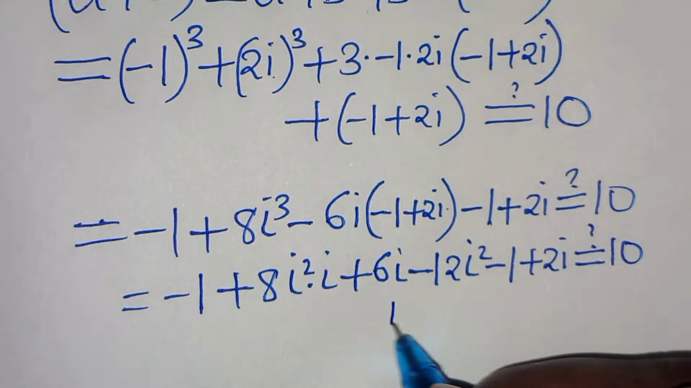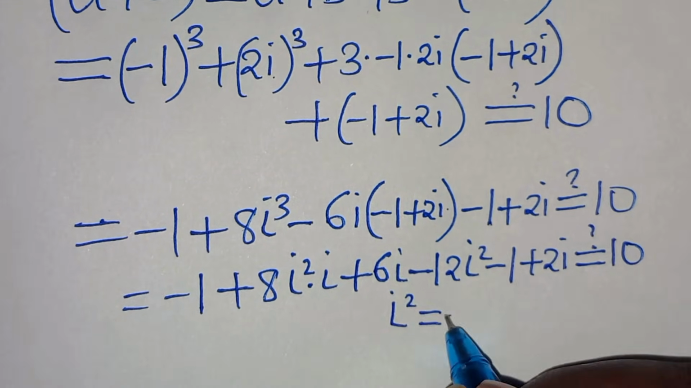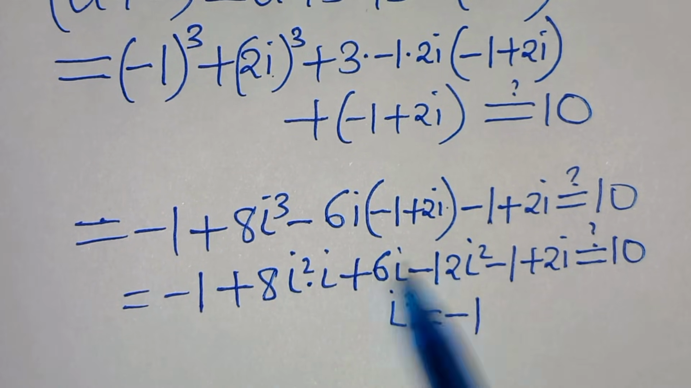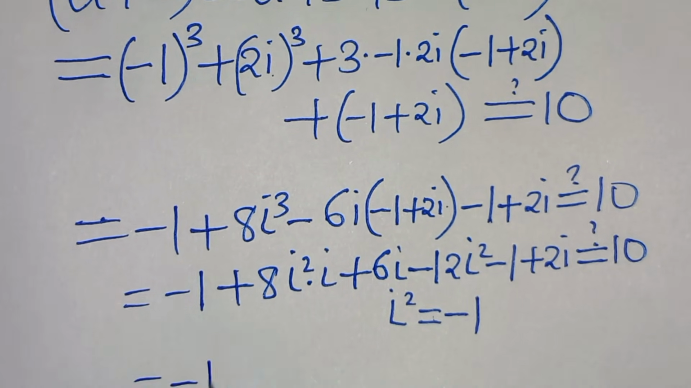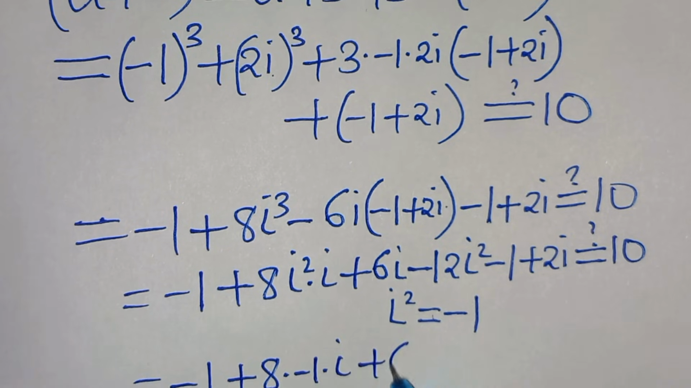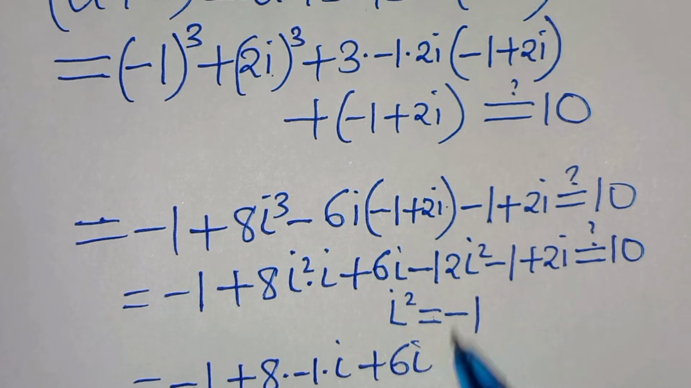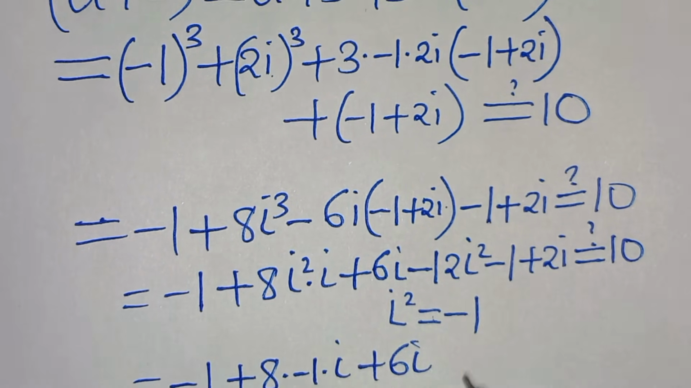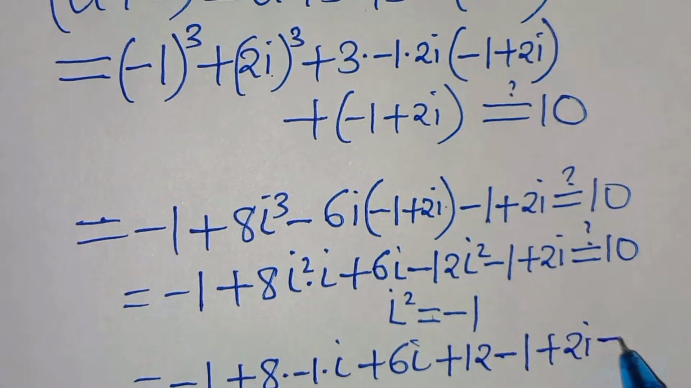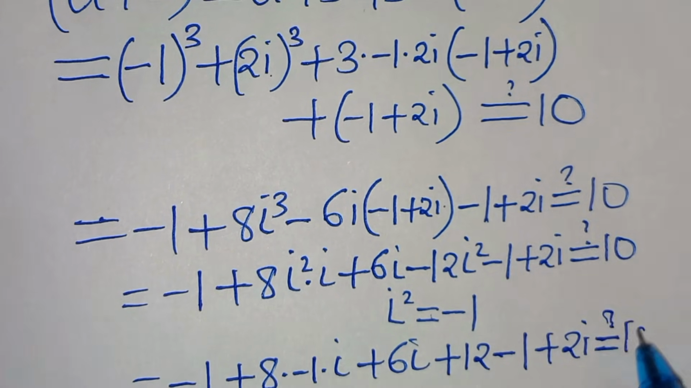We have that i squared is equal to -1. So let's substitute this -1 here so that we have -1 plus 8 multiplied by -1 times i. Then we have plus 6i. Then we have -12 times -1, this is plus 12. Then -1 + 2i. This should give us a value of 10.